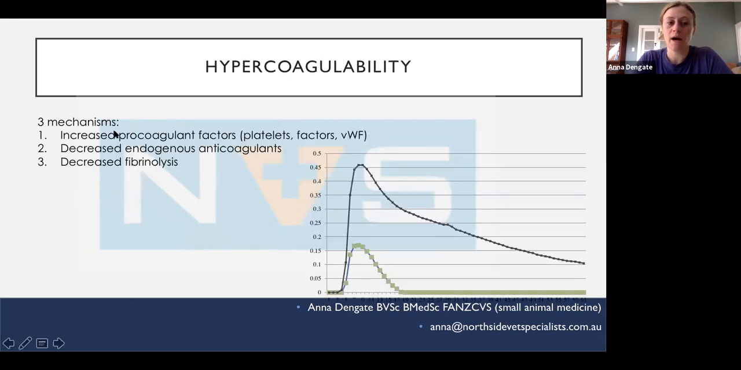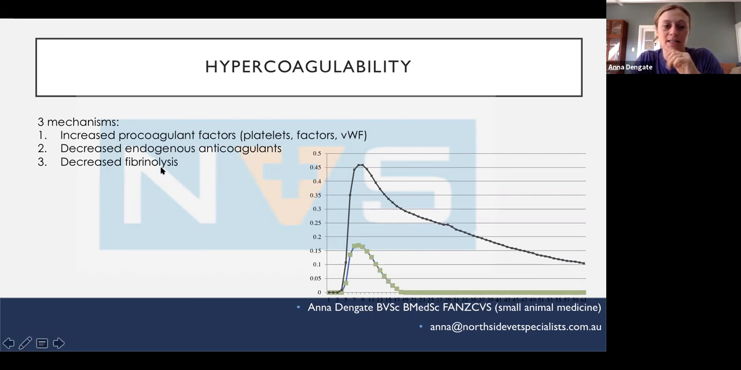So there's 3 different ways you might have increased clot formation. You can have an increase in procoagulant factors. They include all of the clotting factors that we've talked about, but also increased numbers of platelets and increased amounts of ultra-large forms of von Willebrand's factor. But then you can also get increased clot formation from decreased anticoagulant. If you've got less of that antagonizing anticoagulant in circulation, you're going to get, on balance, an increase in clot formation.